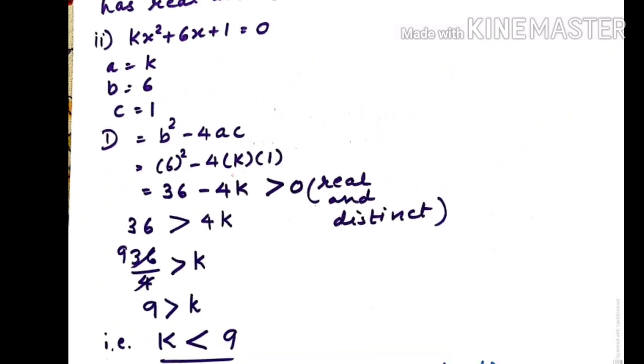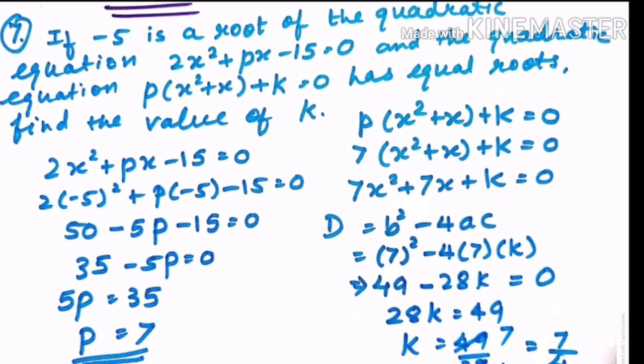Our next question, number 7. If minus 5 is a root of the quadratic equation 2x square plus px minus 15 is equal to 0 and the quadratic equation px square plus x plus k is equal to 0 has equal roots, find the value of k. So here we have two polynomials. First is 2x square plus px minus 15 is equal to 0. And it is given that minus 5 is a root of the quadratic equation.